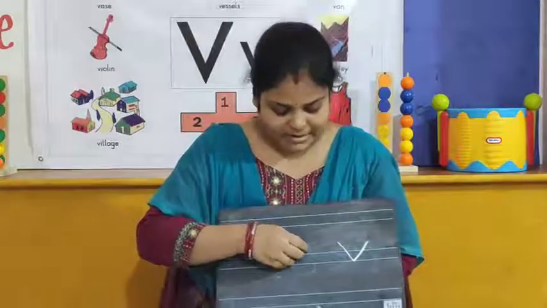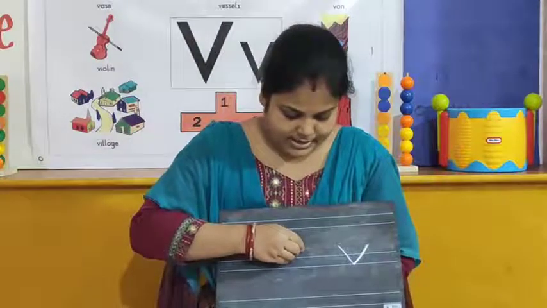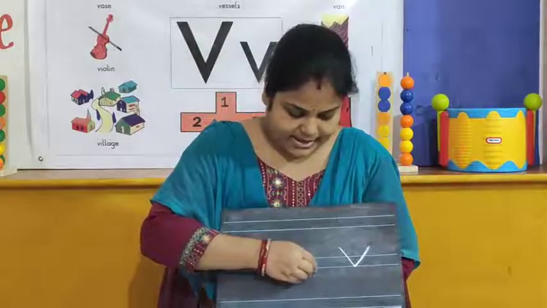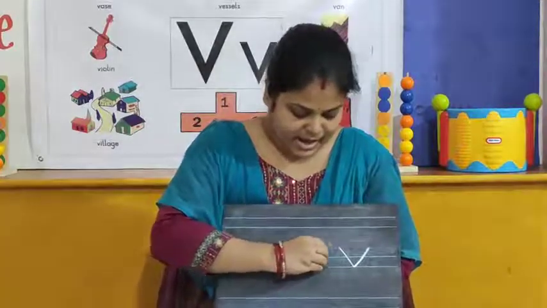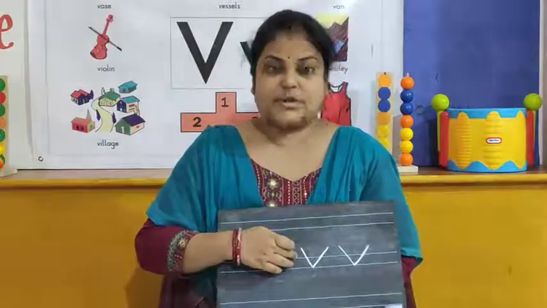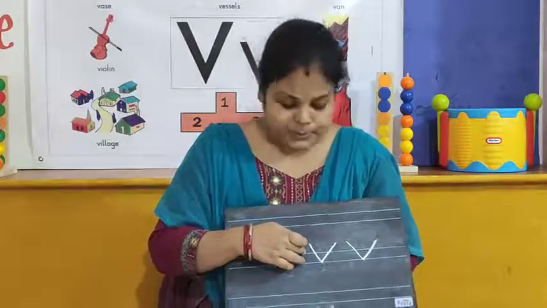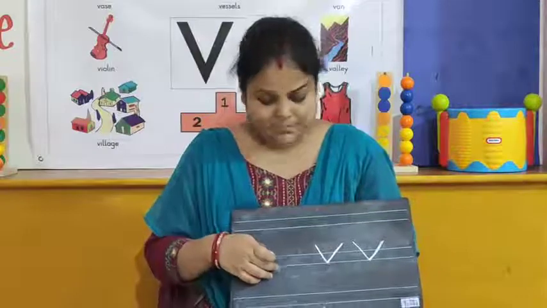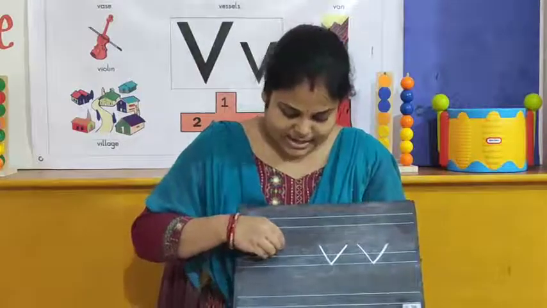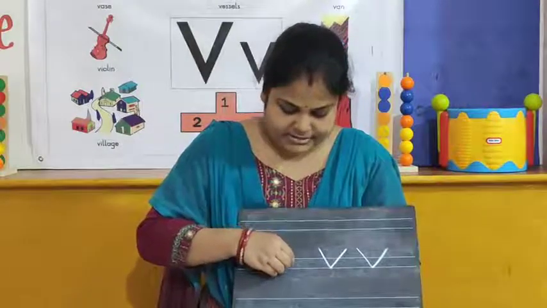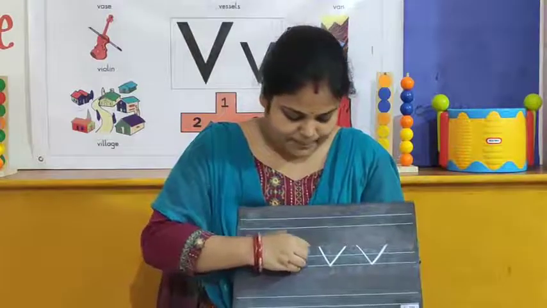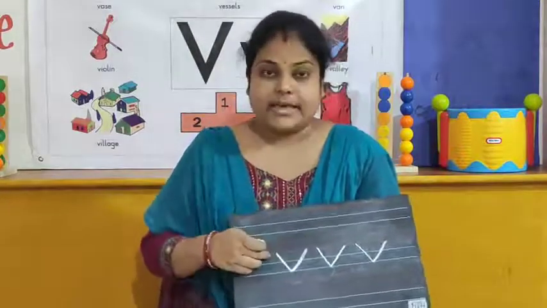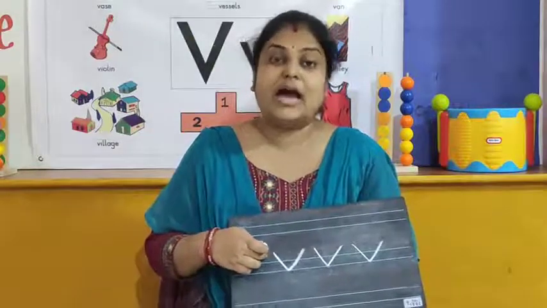So again we will write capital letter V. Make a slanting line downwards, then make a slanting line upward. Gives you capital letter V. We will write it once again. Make a slanting line downwards, then make a slanting line upwards. Gives you capital letter V.